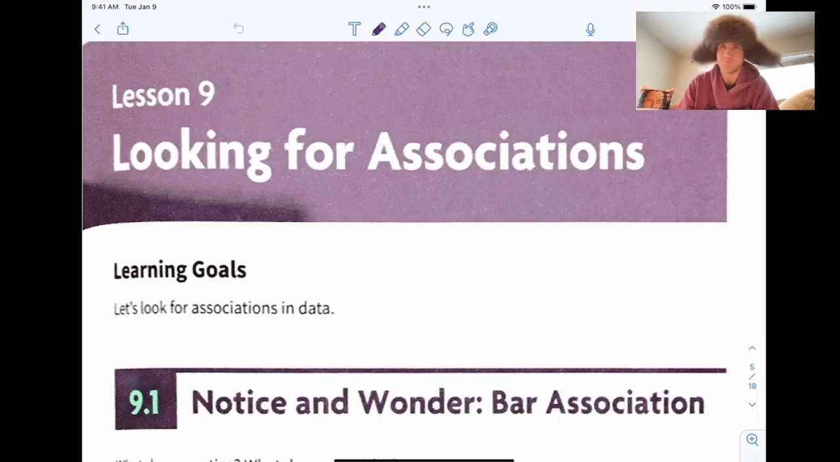Our lesson today is lesson 9, looking for associations in data, which again is what we've been doing, except we've been looking for associations in numerical data. So this lesson is about looking for associations in categorical data. Of course, with categorical data, we can't use scatter plots. So we'll be using segmented bar graphs, two-way tables, and relative frequency tables, which are quite similar. We use the same numbers.